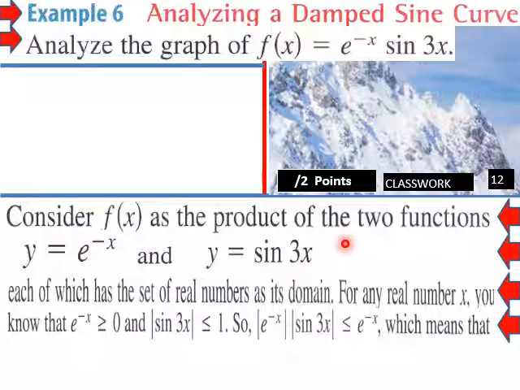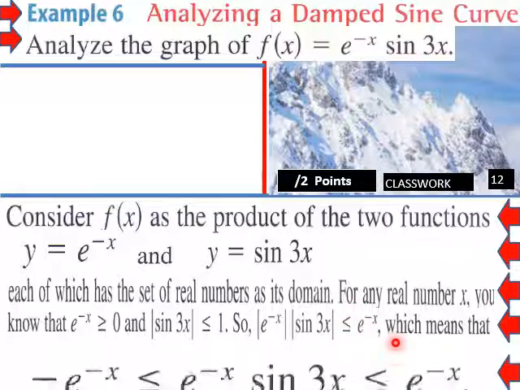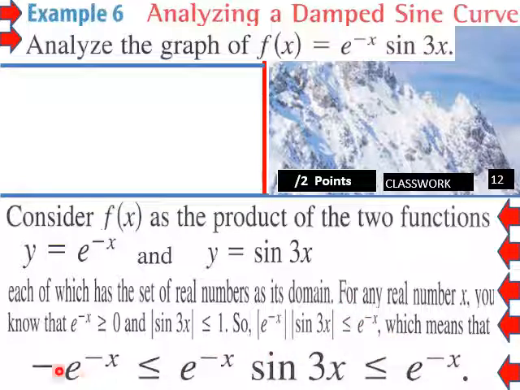For any real number x, you know that e to the negative x is greater than or equal to 0, and the absolute value of sine 3x is less than or equal to 1, so the absolute value of e to the negative x sine 3x is less than or equal to e to the negative x, which means that here we have our statement with all these preconditions. You end up with this here. What does that look like in a graph?